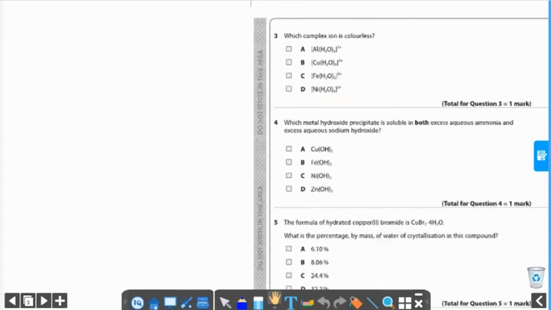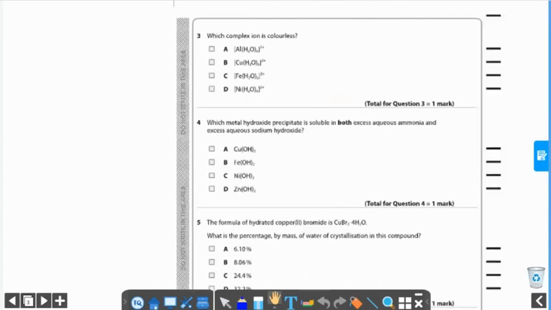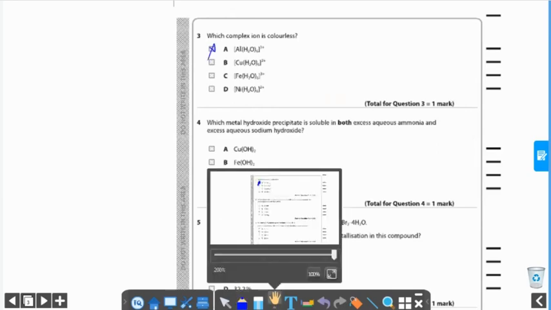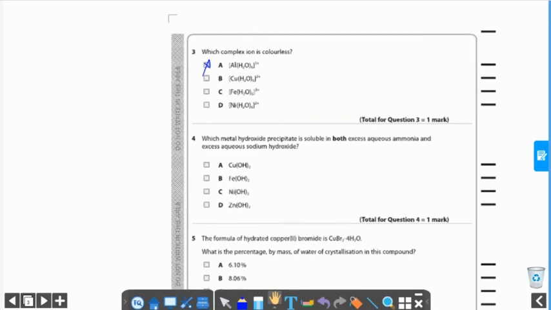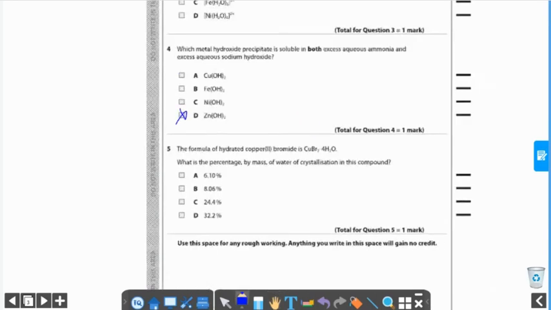Which complex ion is colorless? Of course, it's a straightforward question. Aluminium has no color. It's not a transition element. But copper, iron, nickel, they're all colored. So aluminium has no color. Next, which metal hydroxide precipitate is soluble in both excess aqueous ammonia and sodium hydroxide? We know zinc. That's also a straightforward question. Zinc hydroxide is a white precipitate. When you add excess alkali, it dissolves in both, both NaOH and excess ammonia. The zinc hydroxide precipitate will be soluble.